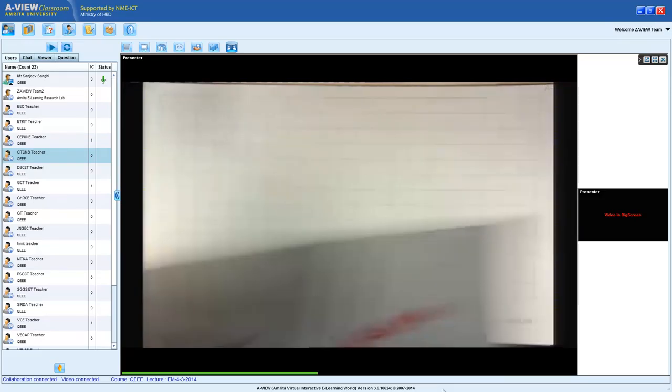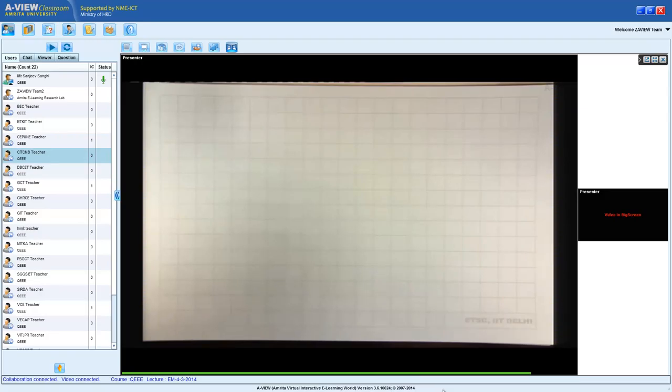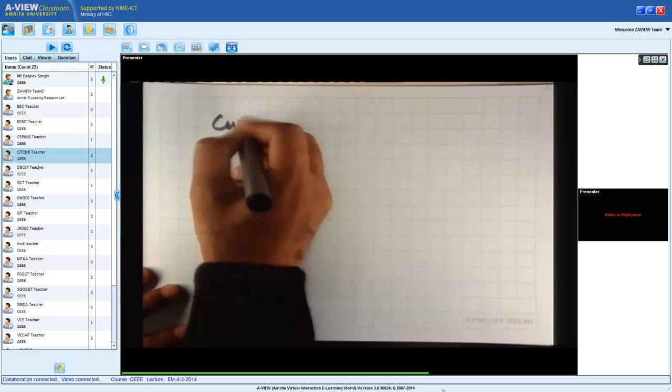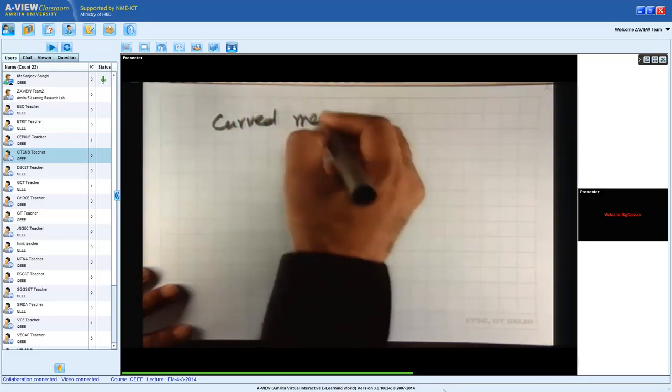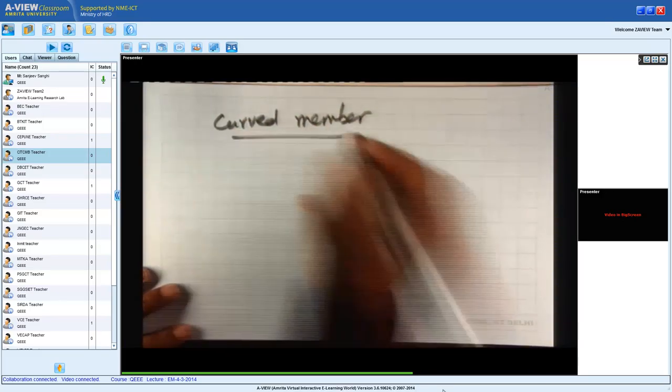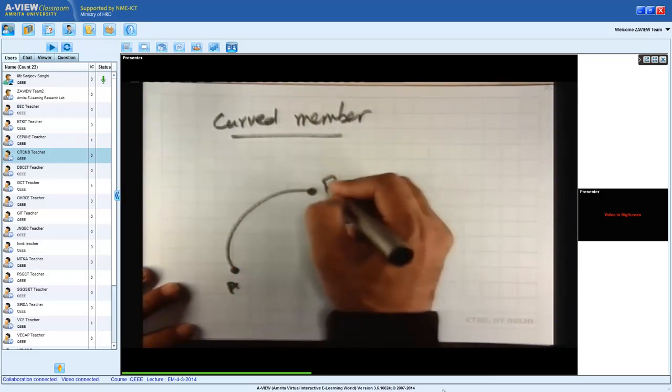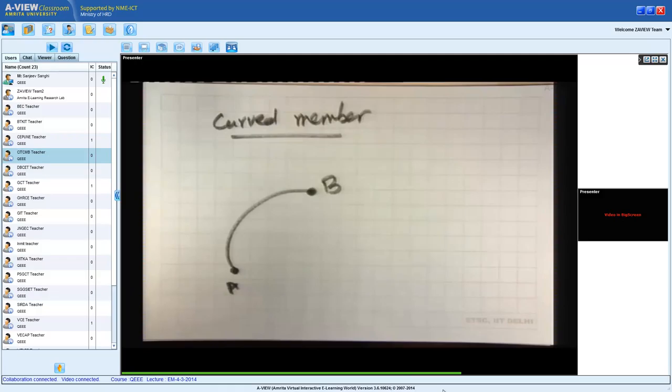Now, the question you may ask is, why did I insist on a straight member? So next, let us see what happens if one of the members of the truss is a curved member.